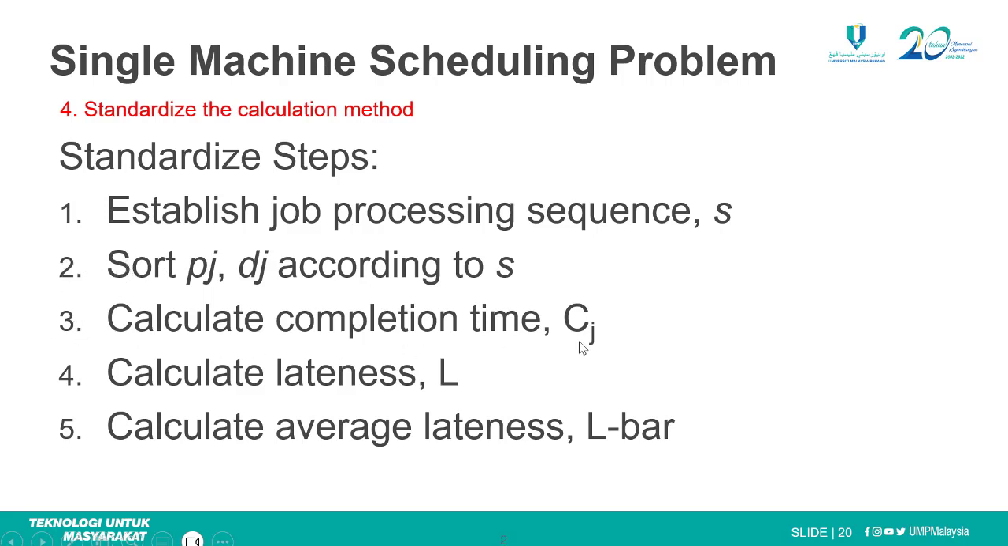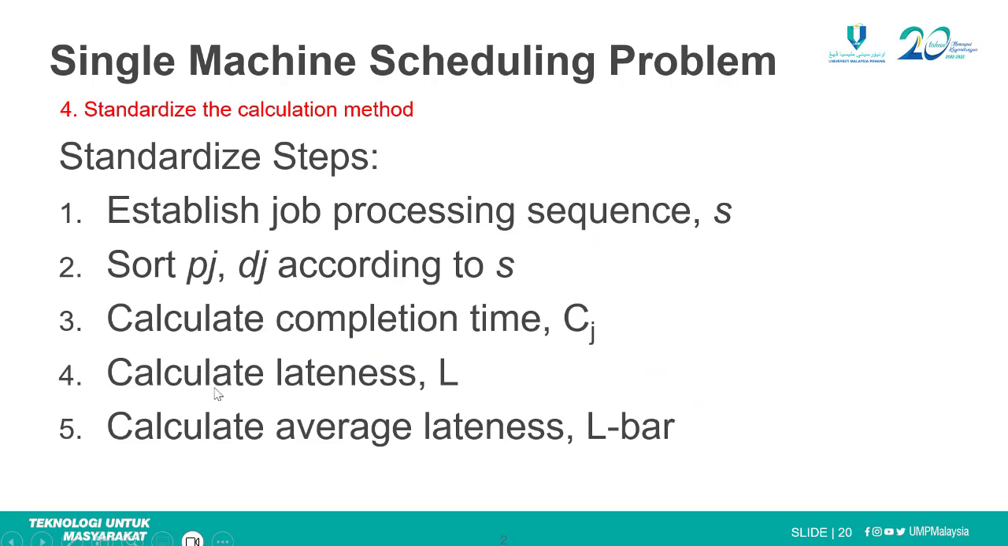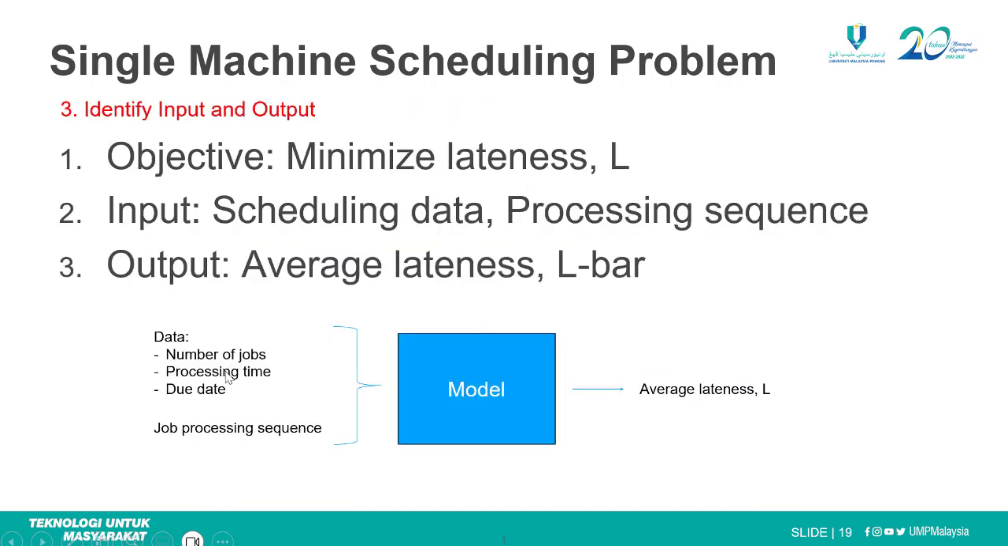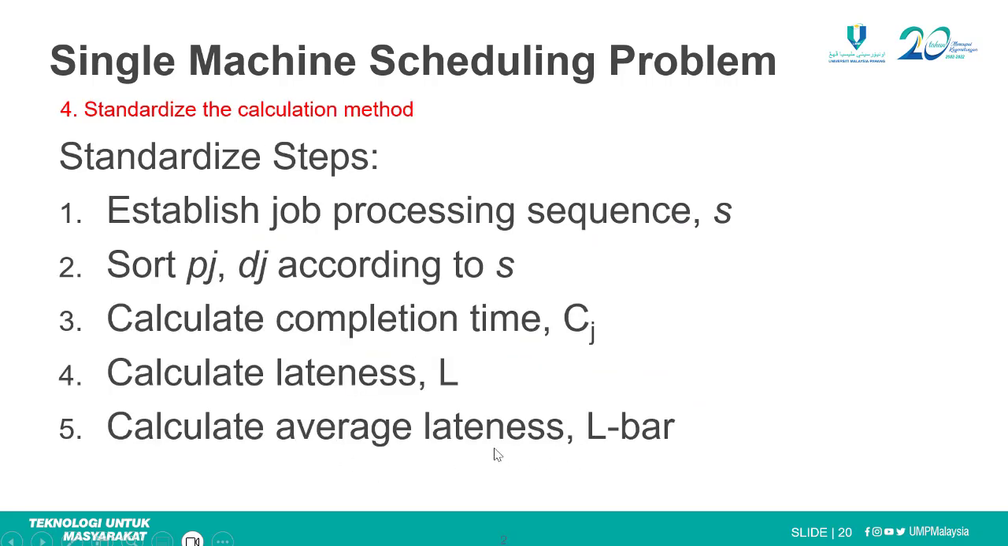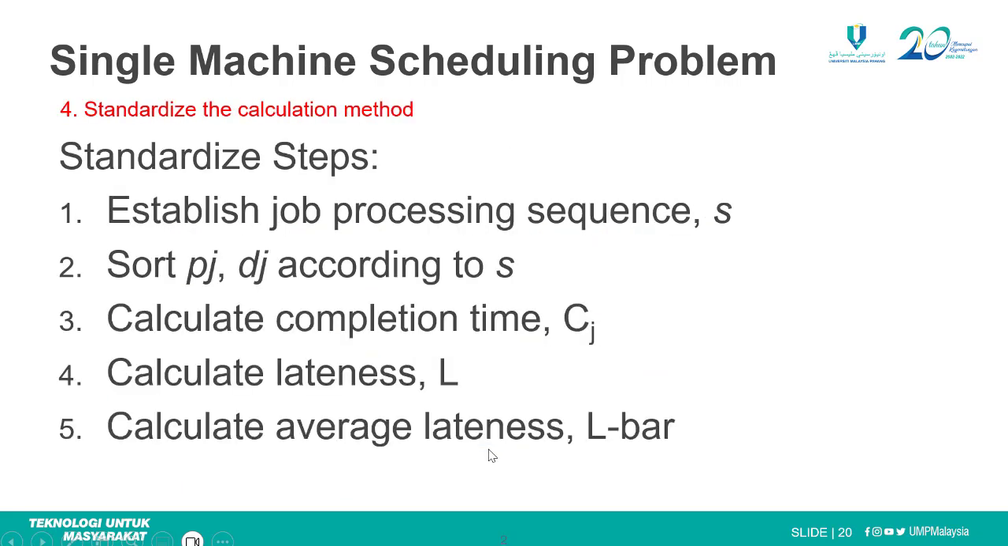Then number 3, we calculate completion time, as calculated in this table. And number 4, we calculate the lateness. And finally, we calculate the average lateness as L bar. So this is the standardized step in order to calculate the average lateness in this example.